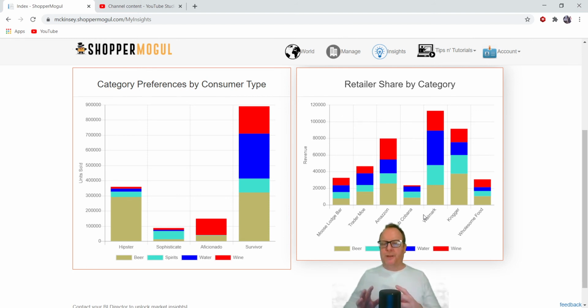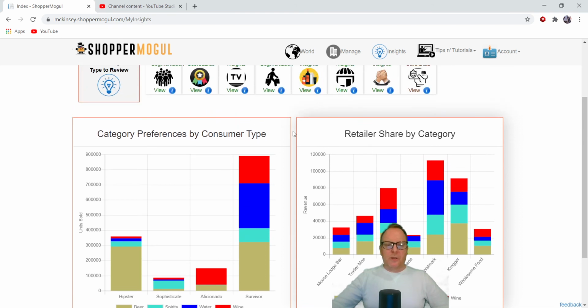So again, if you're the marketing director, you need to use this information to think about what consumer type am I going after. If you're the sales director, you need to use this information to think about what retailer I should be getting my products listed in.